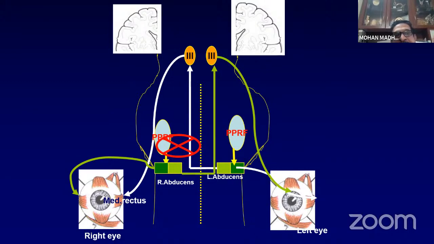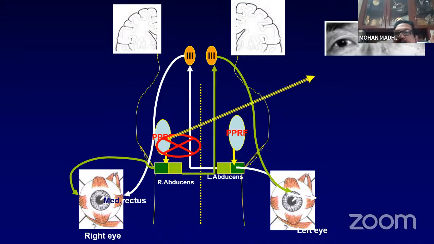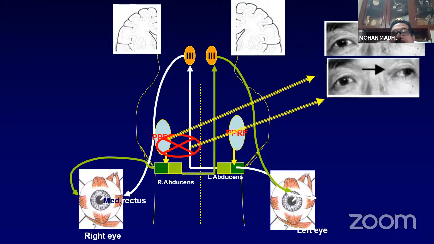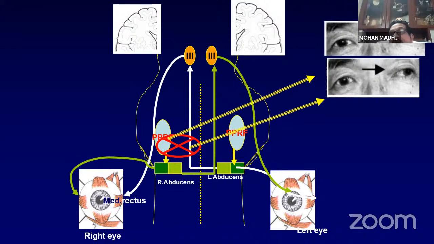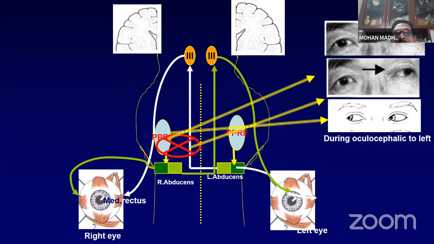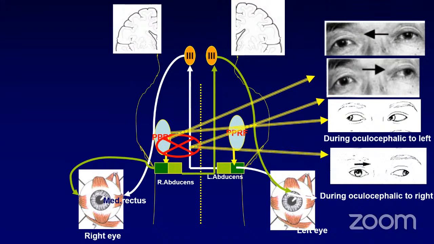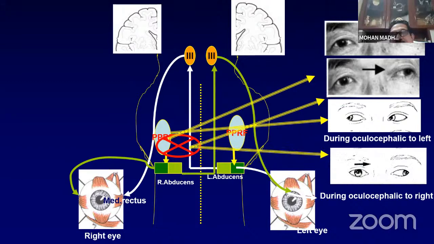So here it is likely to be PPRF, because in a PPRF patient the right eye will not move to the right side, as you can see here. On asking the patient to look to the right side, both eyes are not moving to the right. On looking to the left side, the right eye fails to adduct because of the associated MLF lesion, and the left eye abducts, as you can see in this patient. Now during oculocephalic testing, both eyes are moving to the right side. That means the lesion is in the PPRF, not in the abducens nucleus.